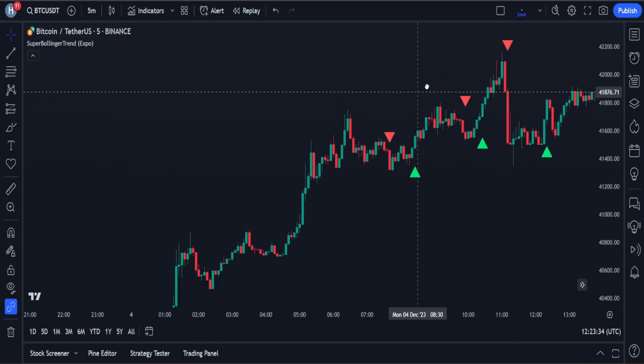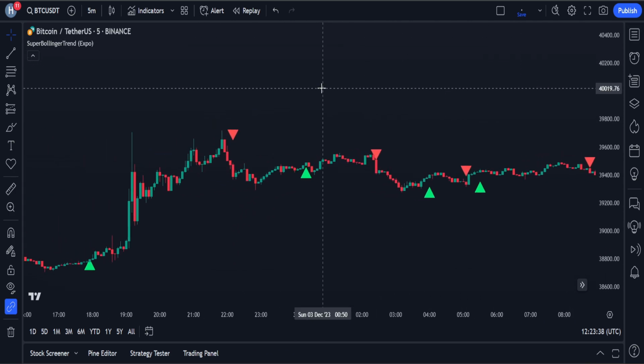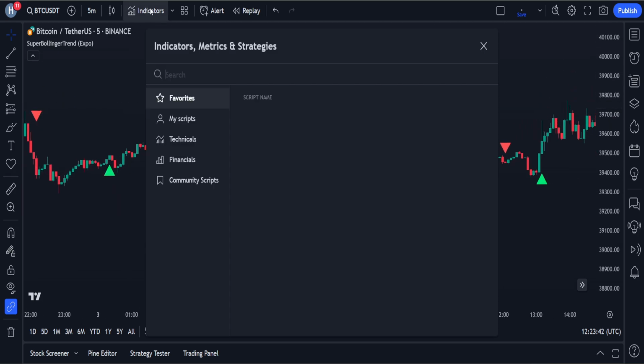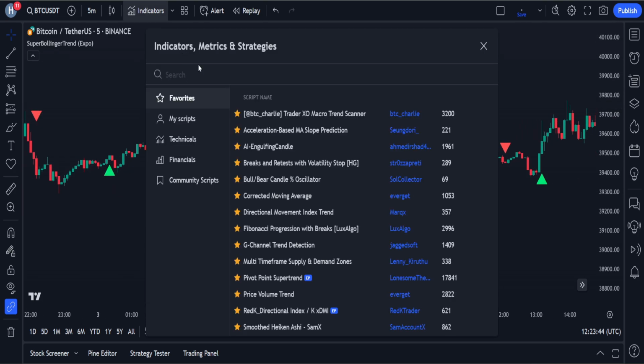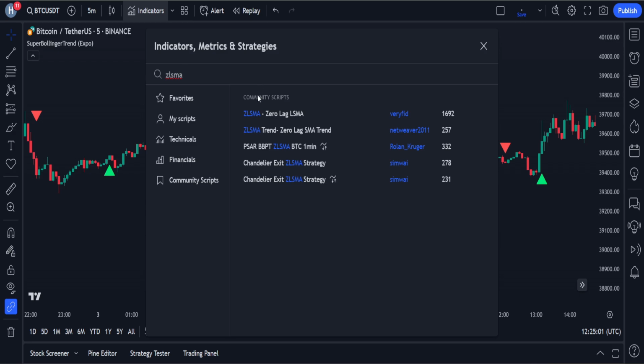It is obvious that this indicator gives some false signals, but once we combine it with our next indicator, I assure you 90% of these signals will vanish. So let's add the second indicator of the strategy to the chart. So we will click on the Indicators tab. The next indicator we will add is called Zero Lag SMA by VeryFit.